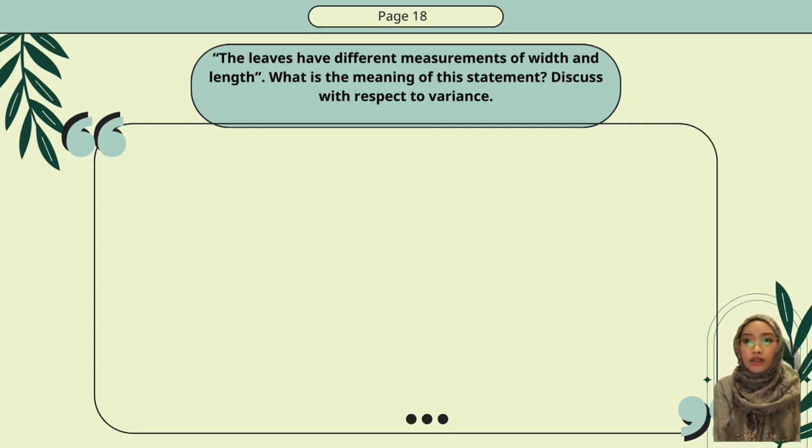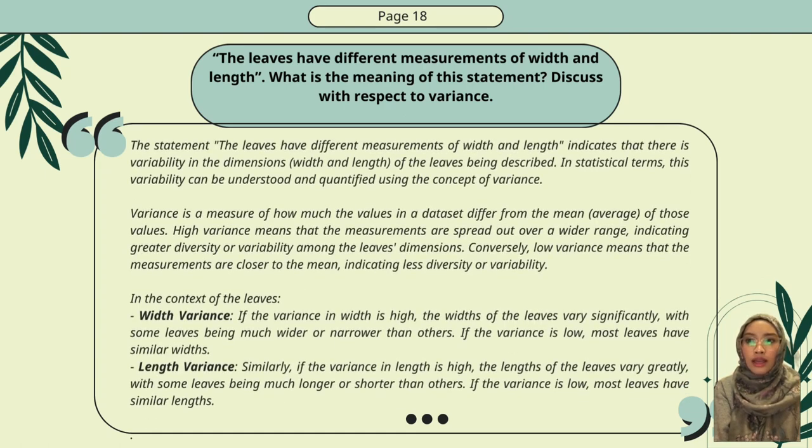The leaf have different measurement of width and length. What is the meaning of this statement? Discuss with respect to variance. The statement, the leaf have different measurement of width and length, indicates that there is variability in the dimension, width and length of the leaf being described. In statistical terms, this variability can be understood and quantified using the concept of variance.